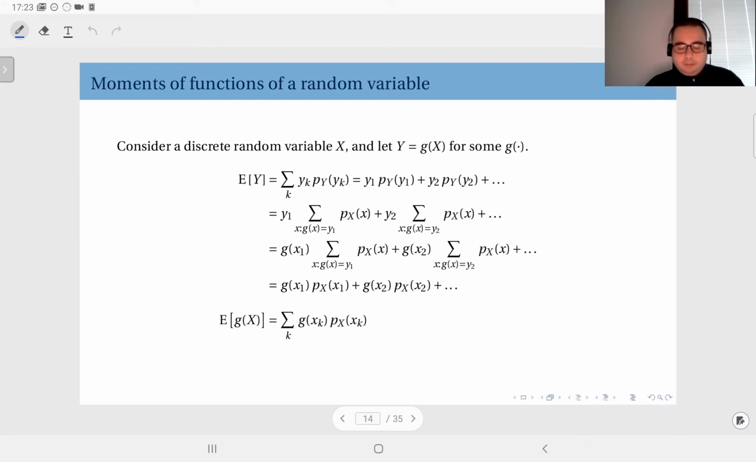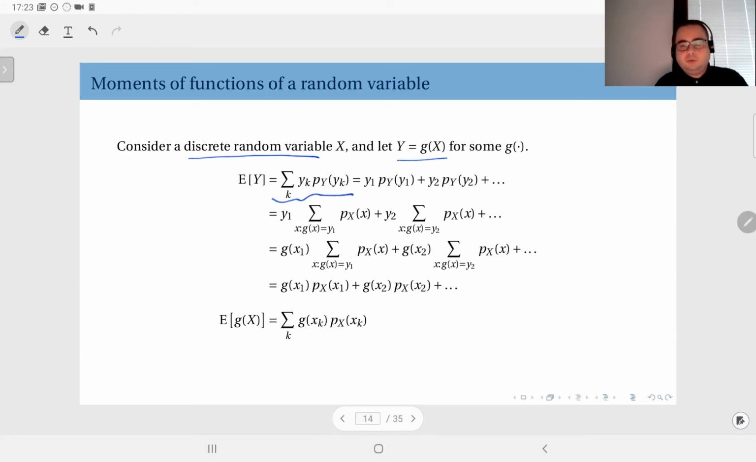It just depends on the nature of the function g. Okay. Next, we will look at the moments of functions of a random variable. And here we will first of all consider a discrete random variable and then we will generalize this to continuous distributions. The random variable Y is defined as the function g of X for some function g. To compute the expected value of Y, we will just apply the definition.